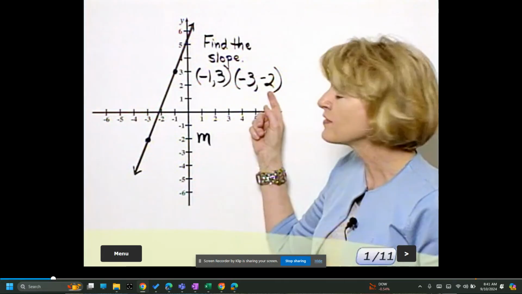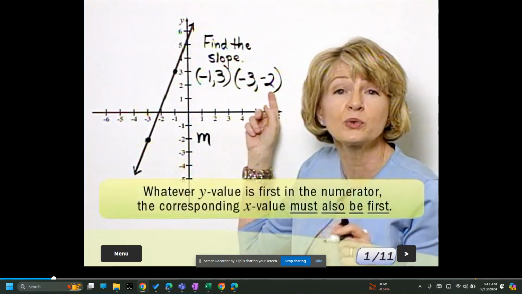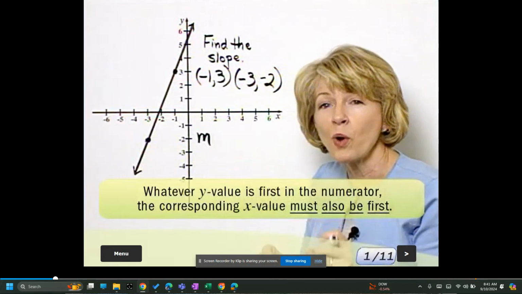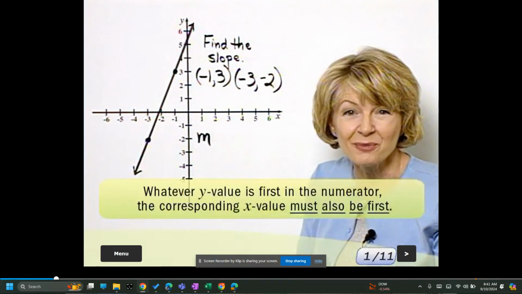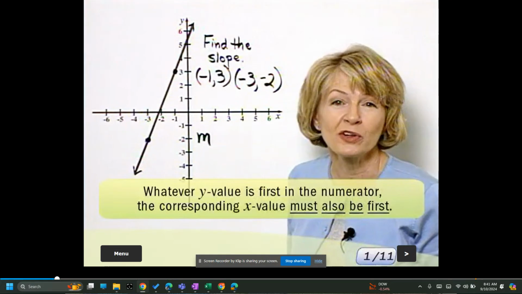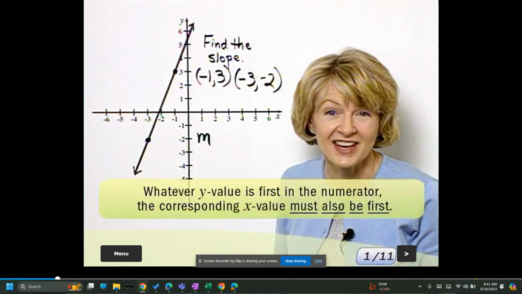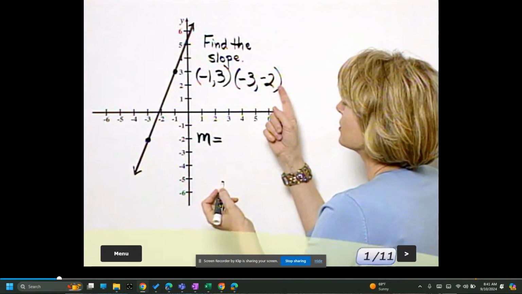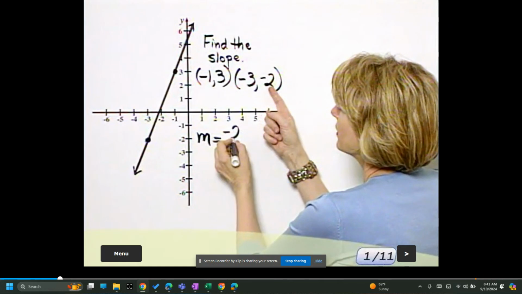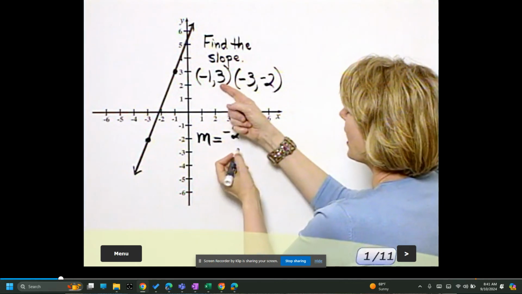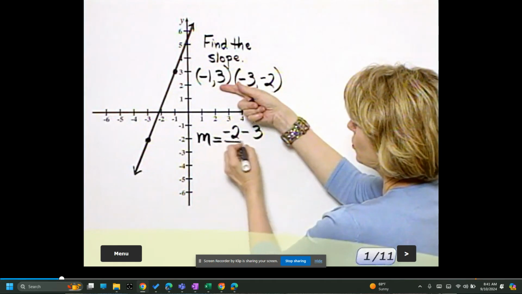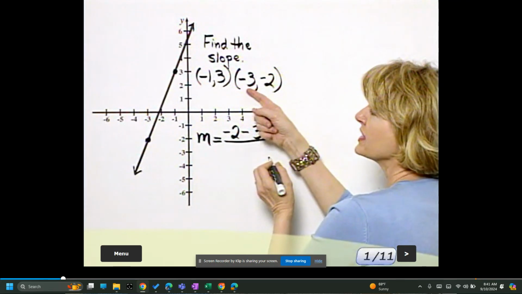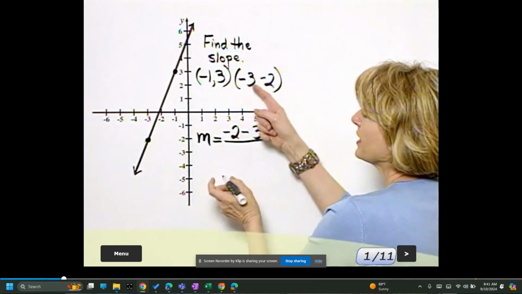So difference of the y values. Now, it makes no difference which y value you start with in the numerator, but whatever y value you start with in the numerator, you must start with the corresponding x value in the denominator. So slope is, I'll just start with this y value, -2 minus 3 over, now I started with this y value, so I've got to start with this x value in the denominator. Be very careful.